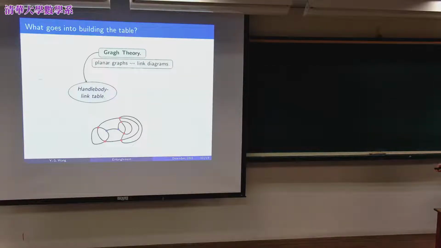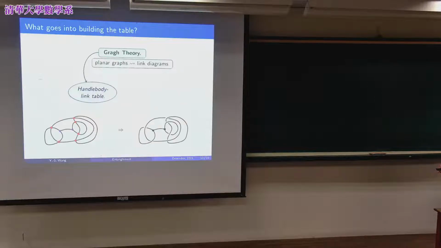So here we have a graph. It has 2 trivalent vertices and 4 quadrivalent vertices. And we replace the quadrivalent vertices by crossings like this. That way you get the link diagrams. So in other words, if you are able to enumerate planar graphs up to a certain number of quadrivalent vertices, then you will be able to enumerate link diagrams up to certain crossings. So the idea is very simple, but there are plenty of such planar graphs.